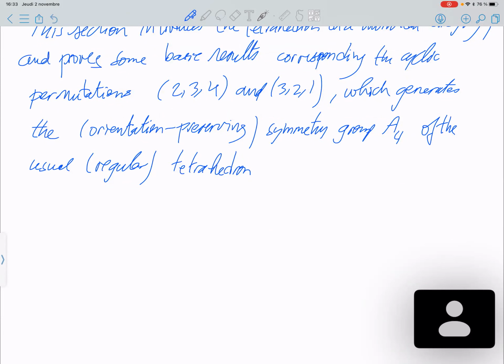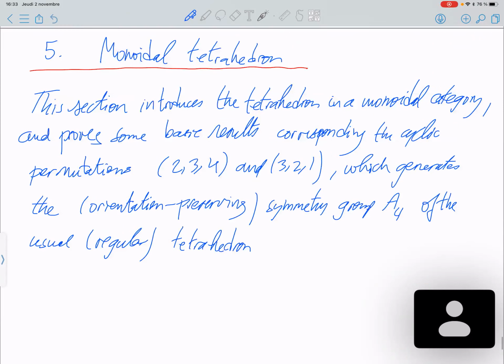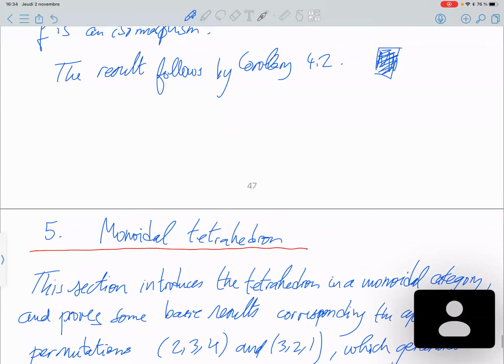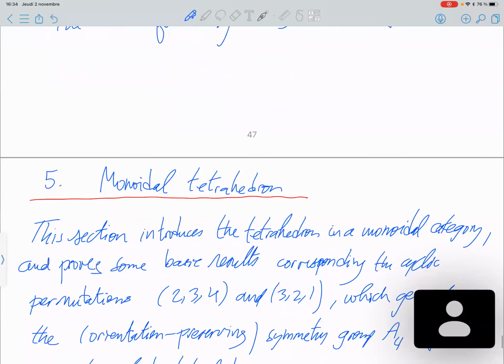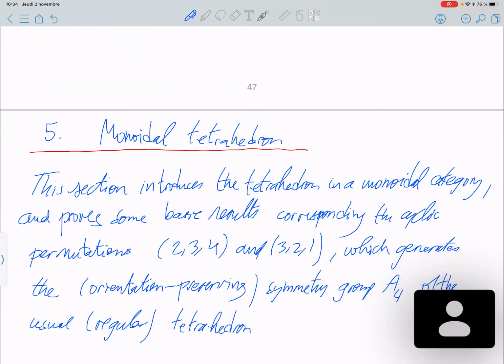So before defining the monoidal tetrahedron, we need, and maybe we will have no time today, maybe tomorrow, because we need some technical lemma before. Yeah, I remember what I wanted to say. I wanted to say that the preliminary sections 2 and 3 were not only dedicated to prove the Wang conjecture. In fact, we will also use them to prove the triangular prism equation.